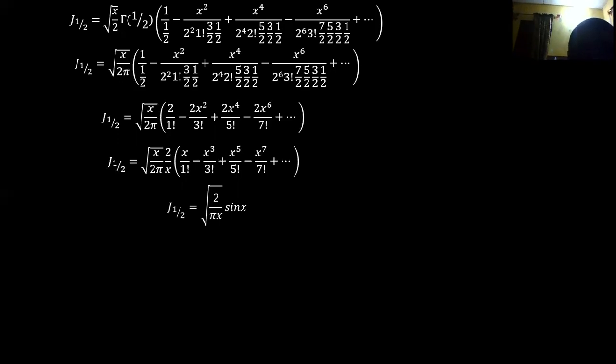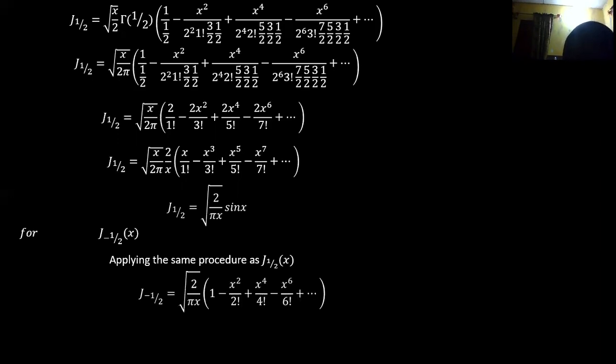Now let's look at the Bessel function of order minus 1/2. We are going to follow the same procedure as for the Bessel function of order 1/2. If I apply the same procedure, I will see that the Bessel function of order minus 1/2 is going to be equal to the square root of 2 divided by pi x, into 1 minus x squared divided by 2 factorial, plus x^4 divided by 4 factorial, minus x^6 divided by 6 factorial, and continue like that.